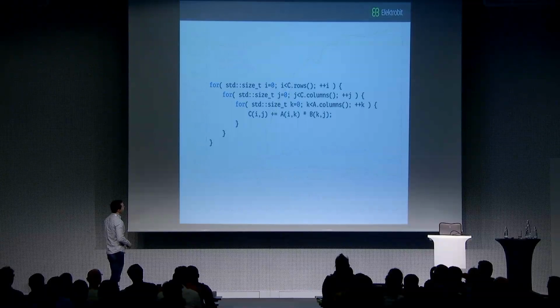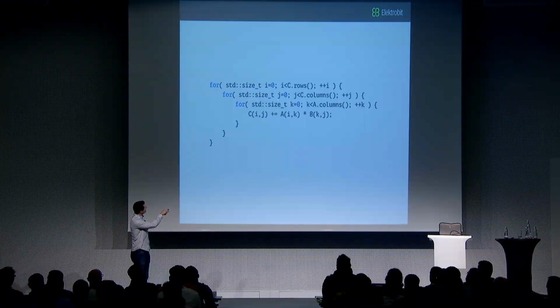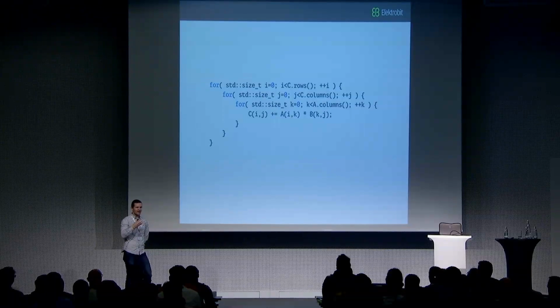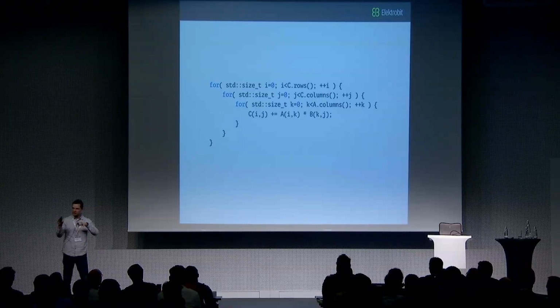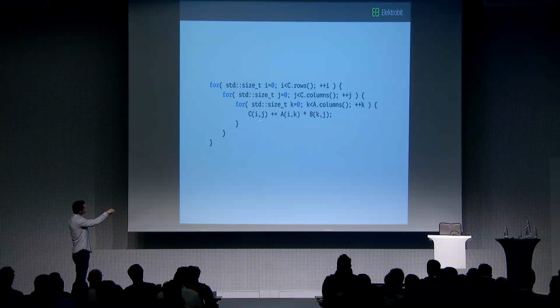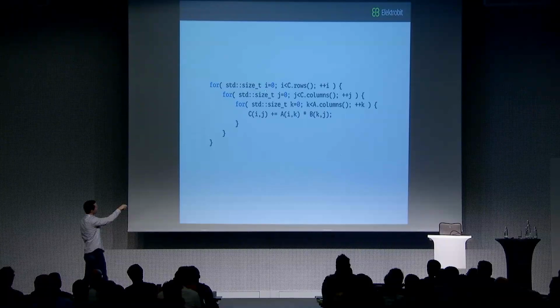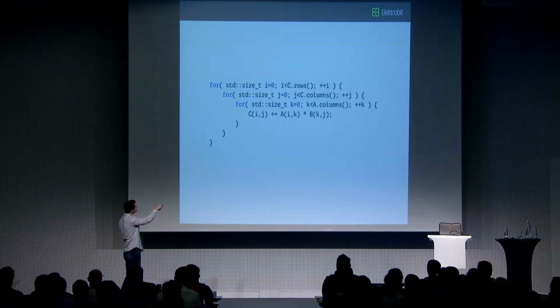OK. What happens? This is what comes out if all the inlining stuff works properly, etc. This is what the compiler should uncover. 3 for loops. The outer 2 loops, i and j, are for the result value.